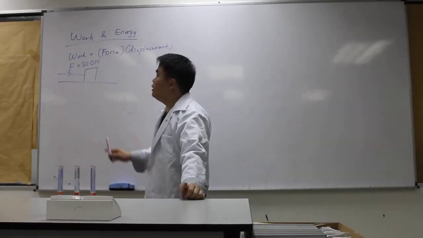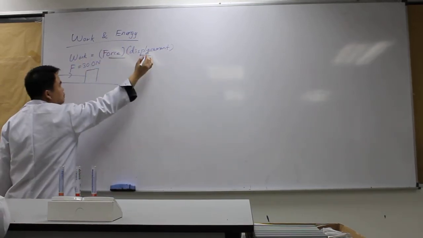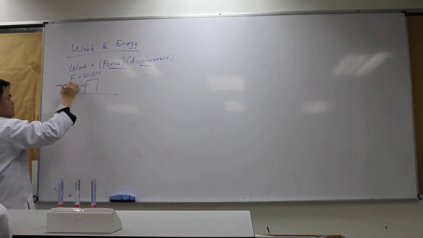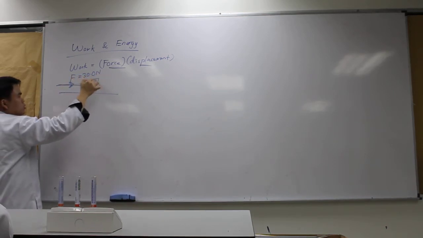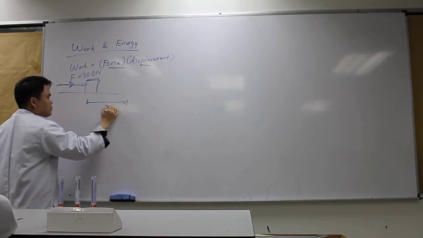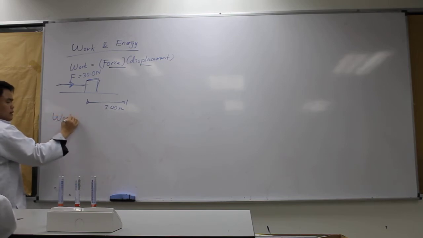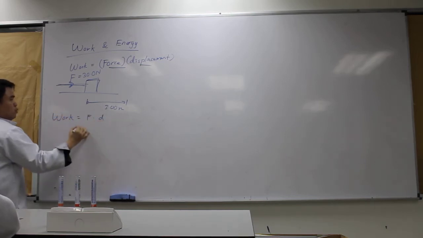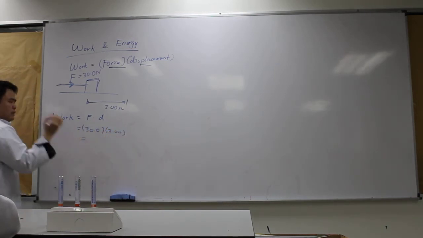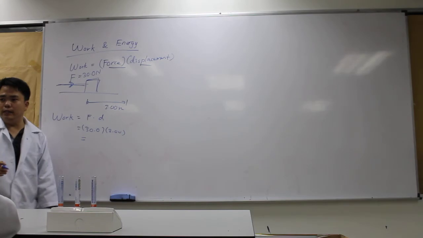I will give the revision on work and energy. Basically, what you learned in Form 5, work is just force times displacement. For a simple example, I applied a force of 30 newtons to this block, and the block moves 3 meters. The total work done is force times displacement, which is 30.0 times 3.00, about 90 joule. That is an example of what you have done in STPM.